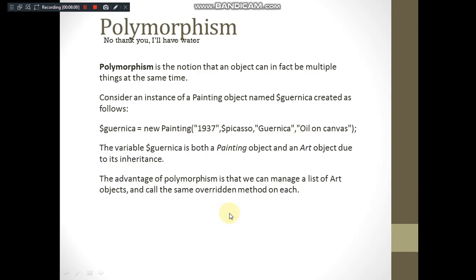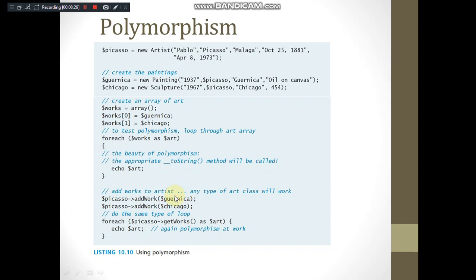This is another example. Polymorphism is also supported here. It is the notion that an object can in fact be multiple things at the same time. Here there is one variable created. The variable is both a Painting object and an Art object due to its inheritance. That is an overridden method here, right? This is how it works. Function overriding is shown here through the polymorphism concept.